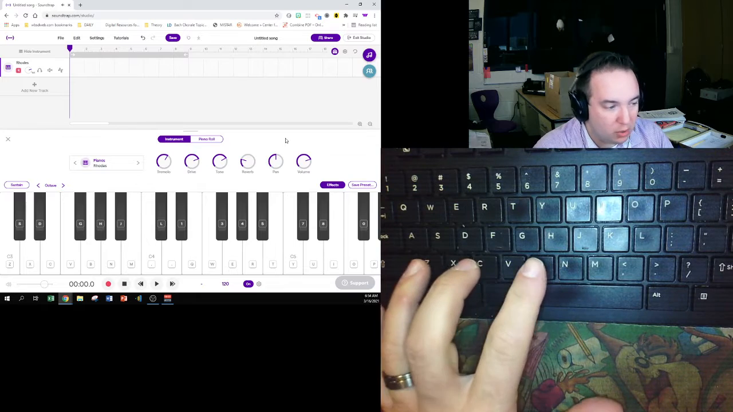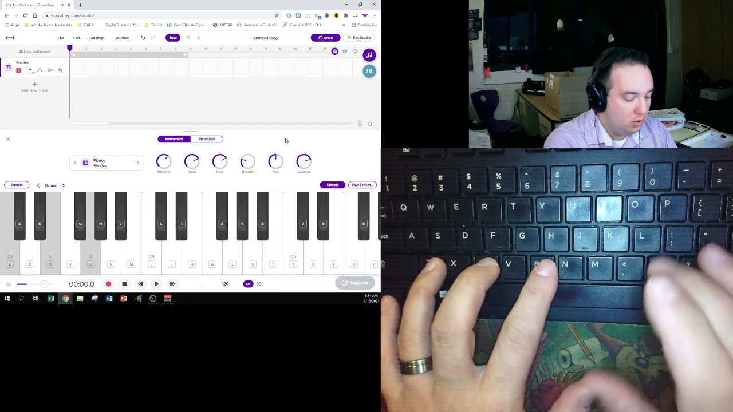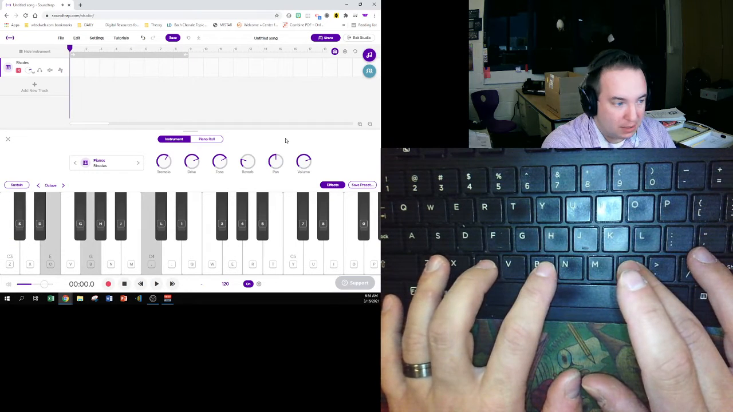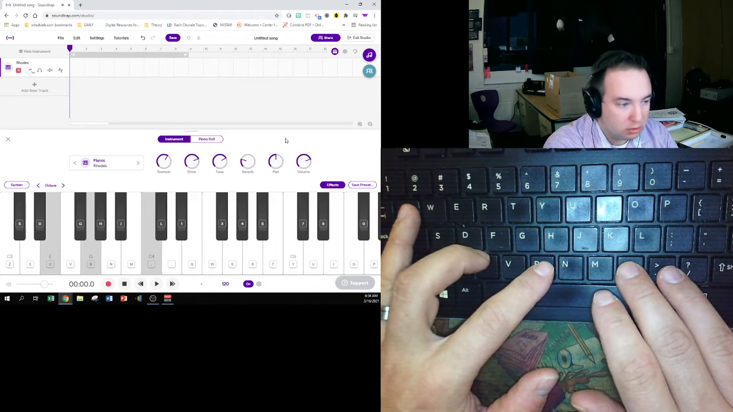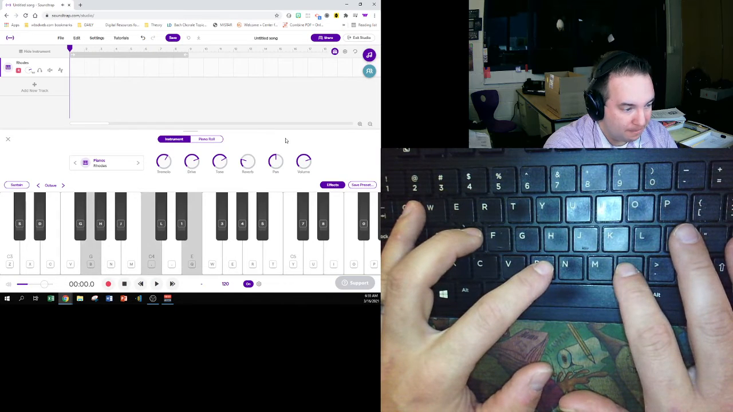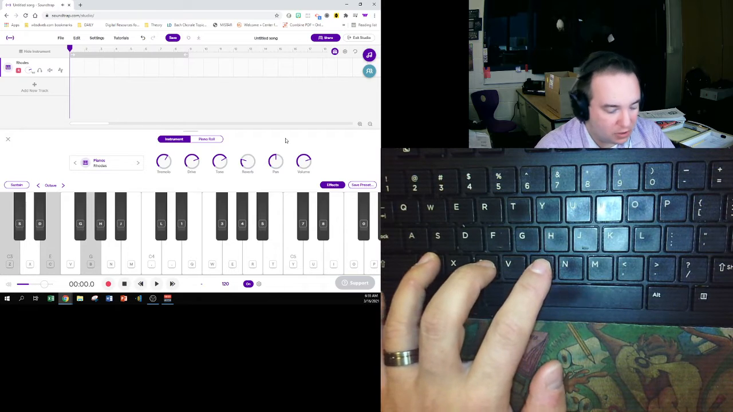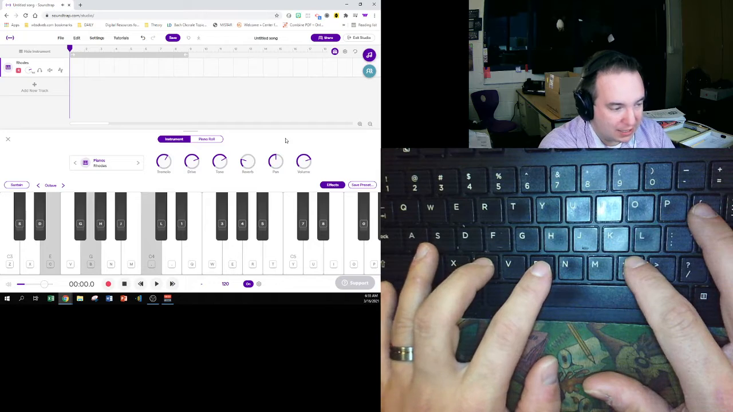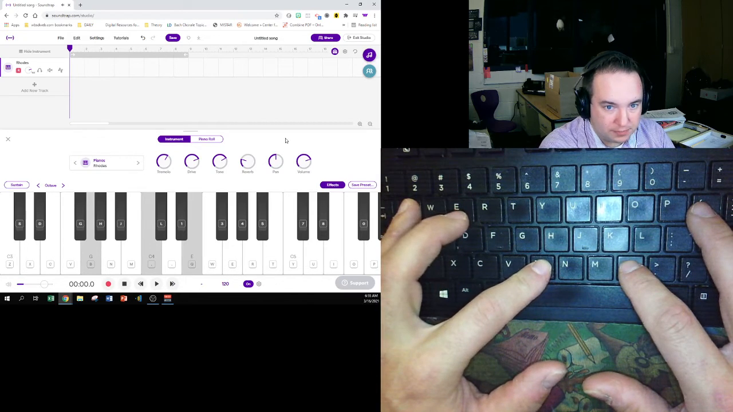So in quick review, we have a root position chord, which is the root on the bottom. We have a first inversion chord, which is the third on the bottom. And then we have a second inversion chord, which is the fifth on the bottom. So root position is root, third, fifth. First inversion is third, fifth, root. Second inversion is fifth, root, third.